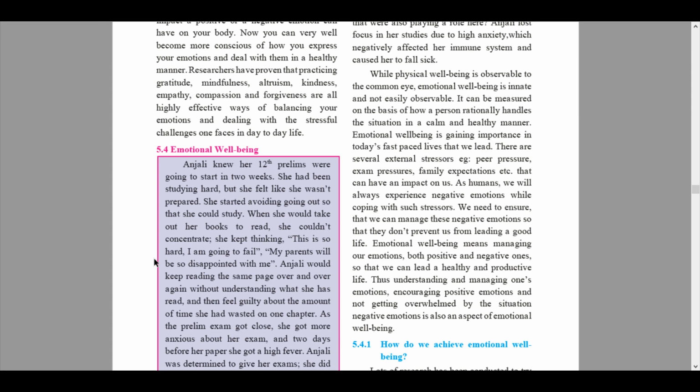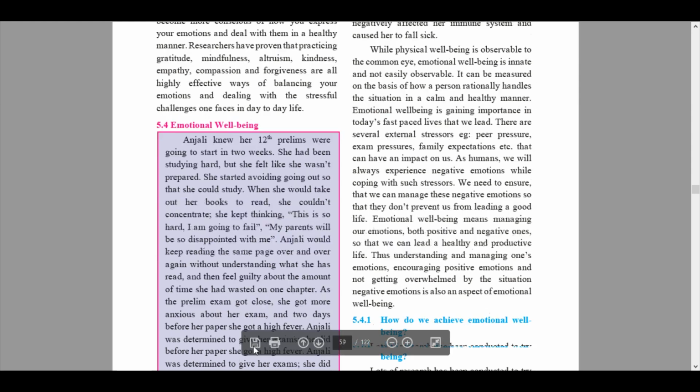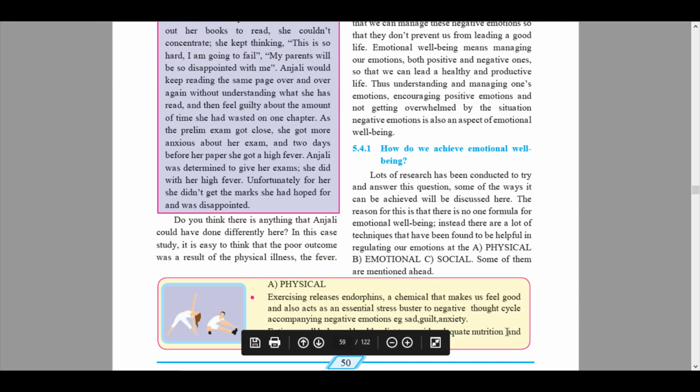Then we move forward to our next unit, unit 5.4.1. How do we achieve emotional well-being? Lots of research has been conducted to try and answer this question. Some of the ways it can be achieved will be discussed here. The reason for this is that there is no one formula for emotional well-being.